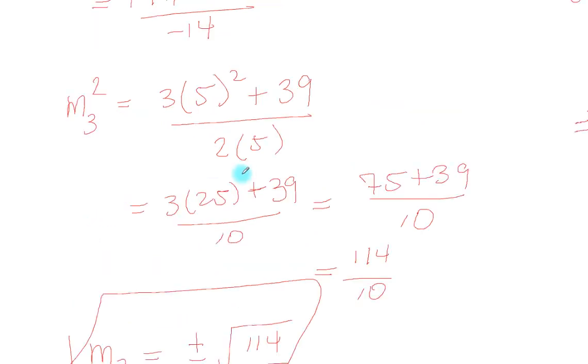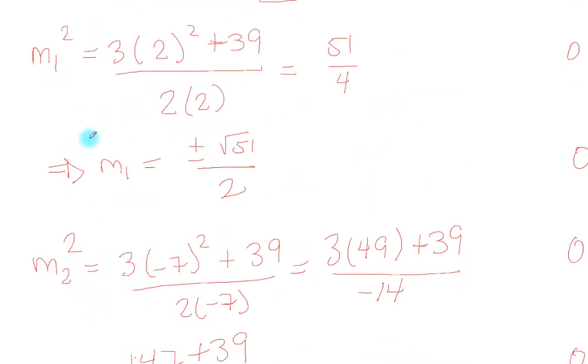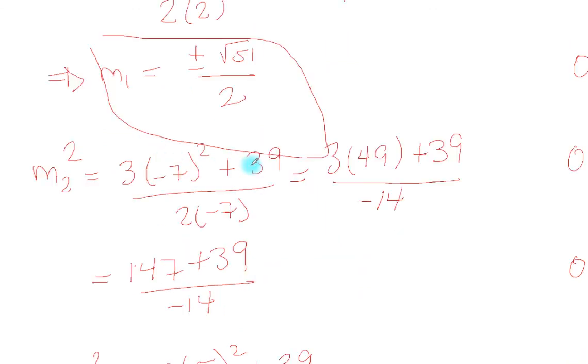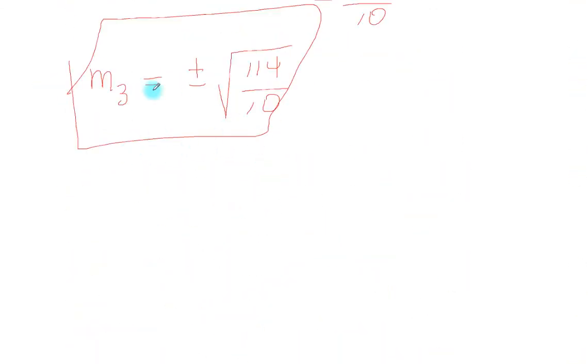So we have m1, which is plus or minus the square root of 51 over 2, and m3 equals plus or minus the square root of 114 over 10. And that's our answer, guys.